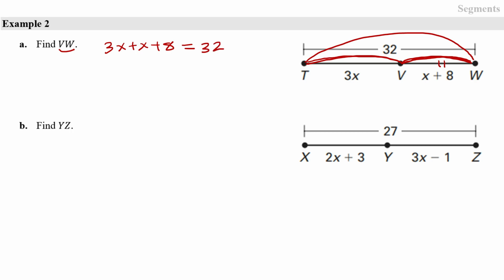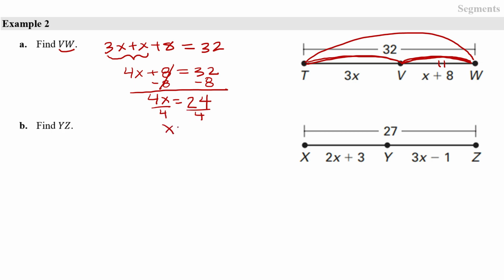Then I can use my algebra to find the value of x. Combine like terms here: 3x plus x is equal to 4x. Bring down the positive 8, and bring down the equals 32. How do I get rid of that plus 8? Well, I subtract 8. It cancels, and I get 4x equals 32 minus 8, which is 24. Then I can divide both sides by 4, and I get x equals 24 divided by 4, which is 6.